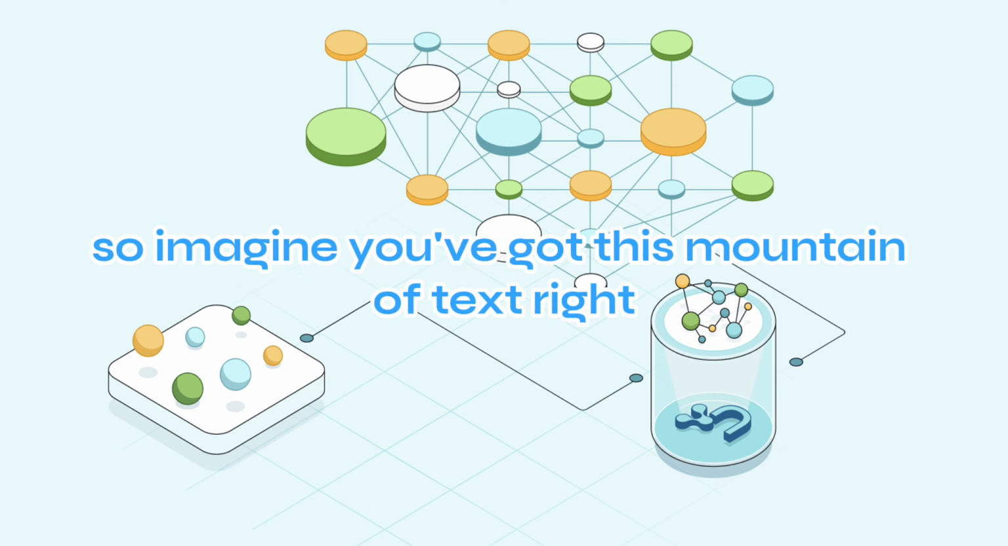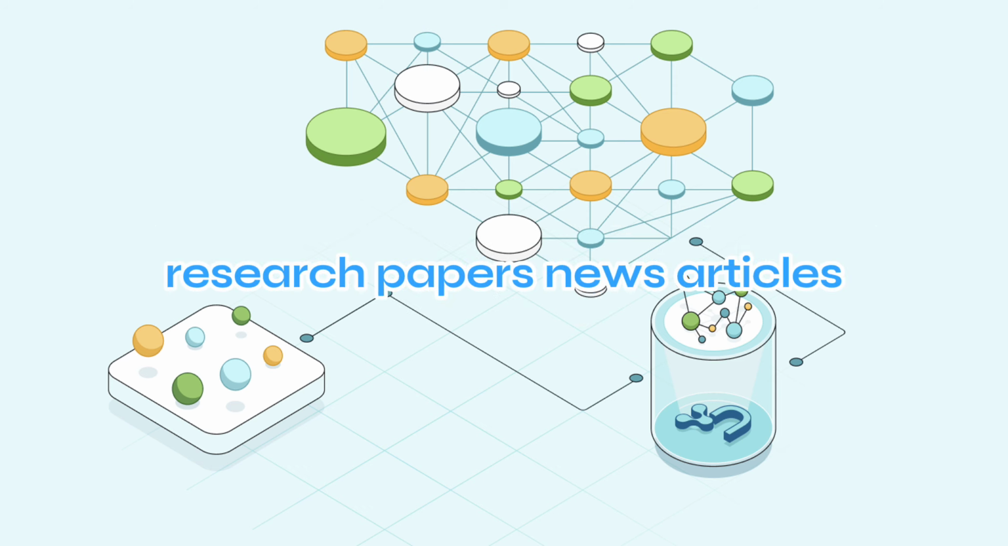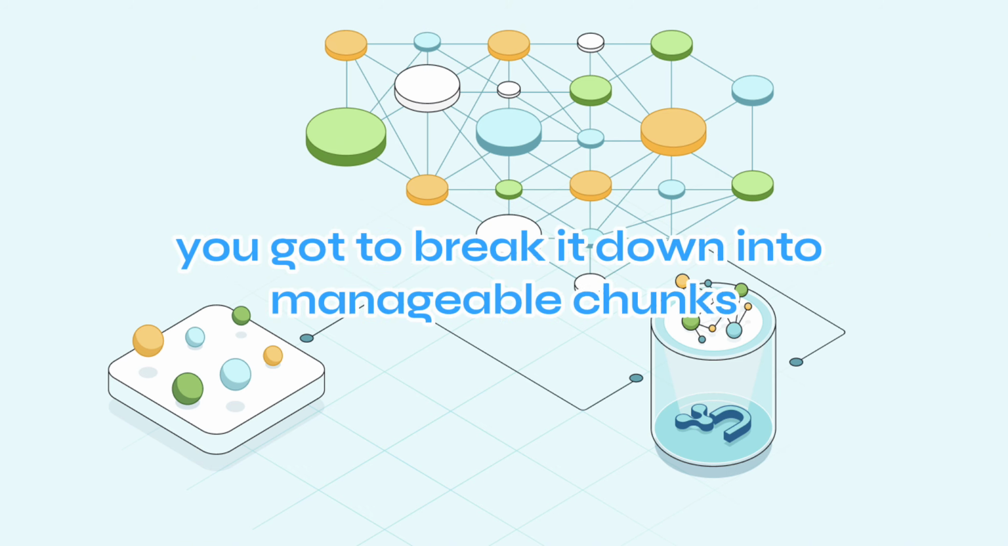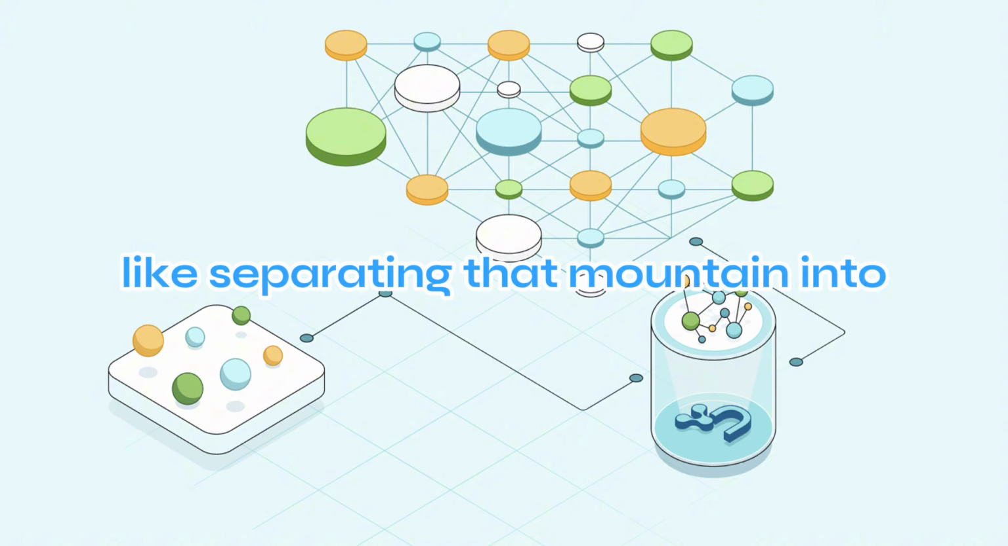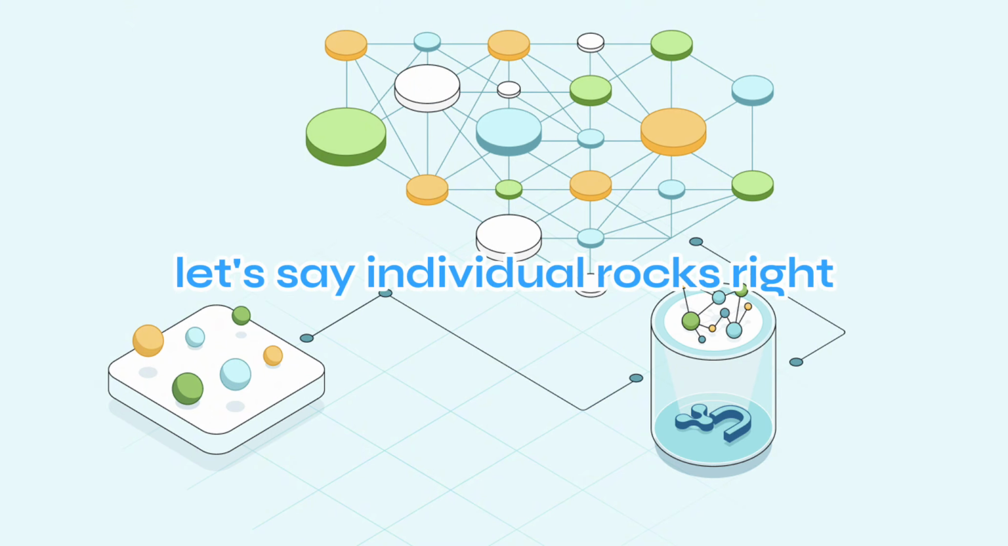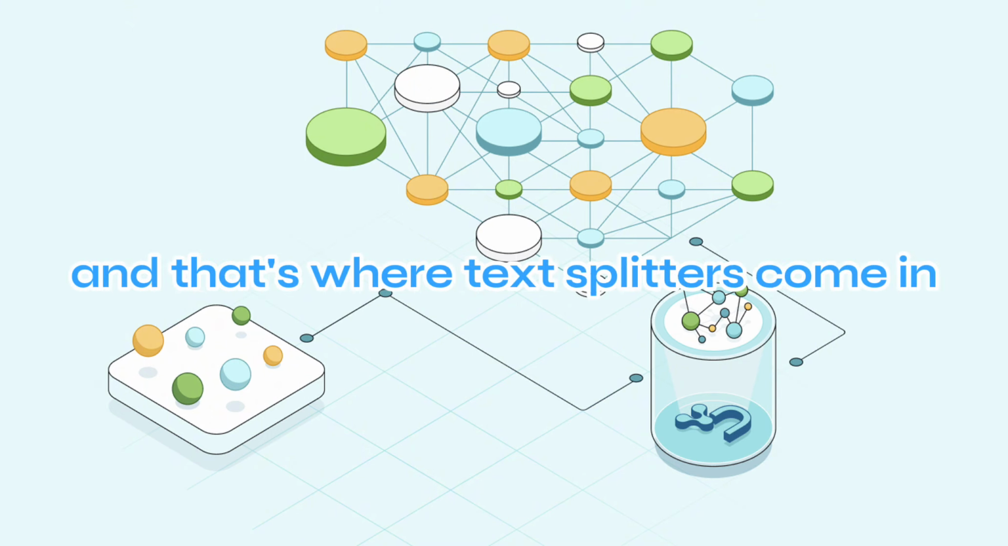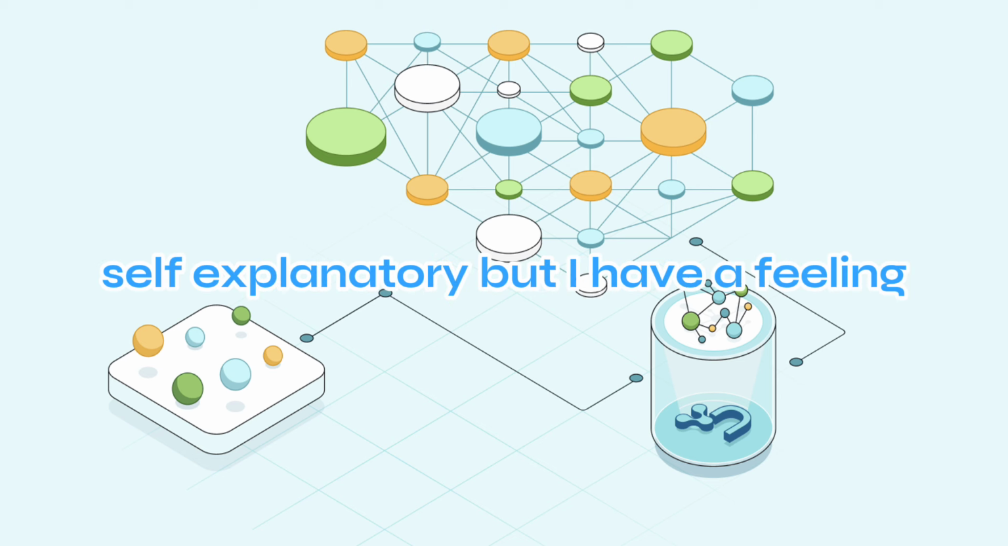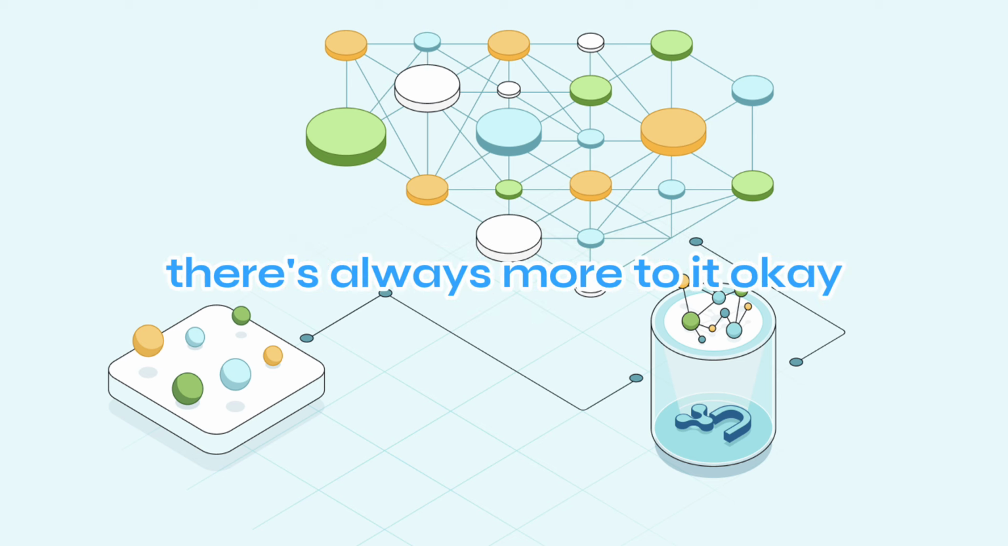So imagine you've got this mountain of text. Research papers, news articles, you name it. First step is you've got to break it down into manageable chunks, like separating that mountain into individual rocks. And that's where text splitters come in. Text splitters sounds pretty self-explanatory, but I have a feeling it's probably more complicated than that. There's always more to it.